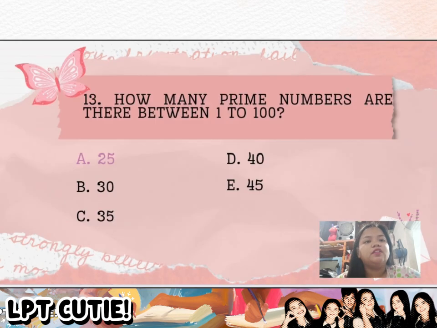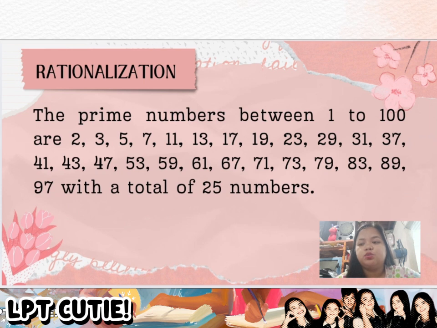Okay, very good. It's letter A, 25. So we are going to find out what those numbers are. The prime numbers between 1 to 100 are 2, 3, 5, 7, 11, 13, 17, 19, 23, 29, 31, 37, 41, 43, 47, 53, 59, 61, 67, 71, 73, 79, 83, 89, 97, with a total of 25 numbers. Again, the prime numbers between 1 to 100 are only 25. The rest are not prime numbers.